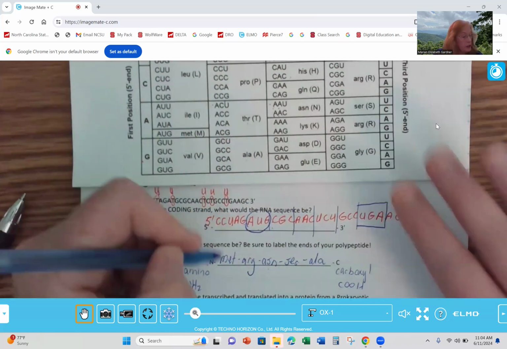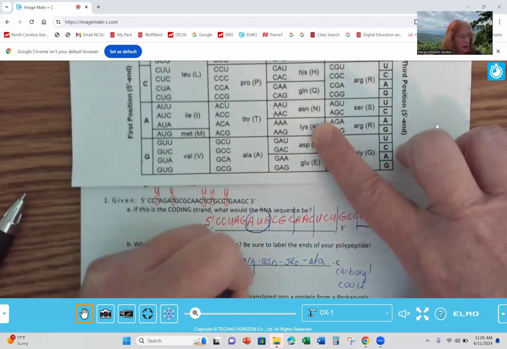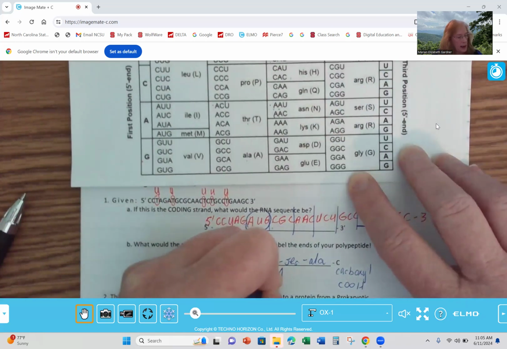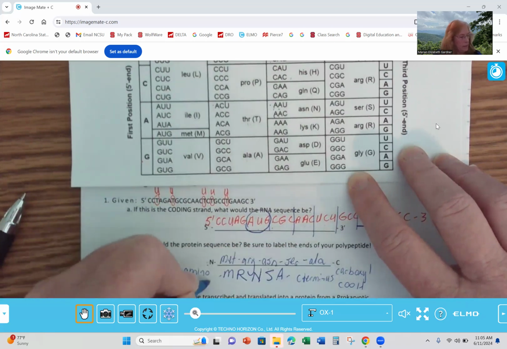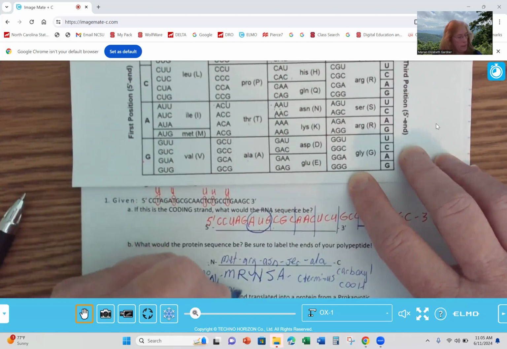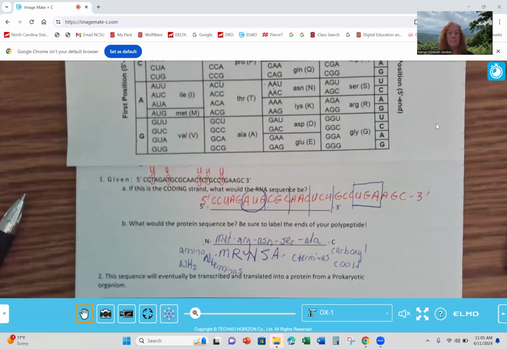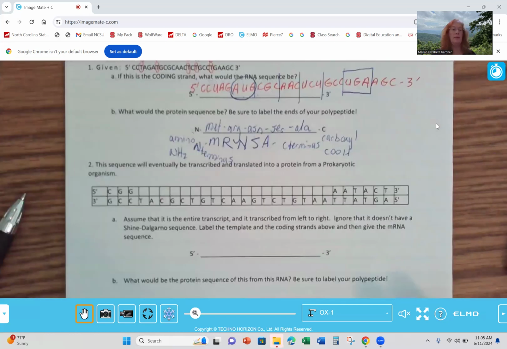If you had needed to do the 1-letter abbreviations, that would be M, R, N for asparagine, S for serine, and A for alanine. Going from the N to the C terminus. Okay. Let's take a look at this next problem.